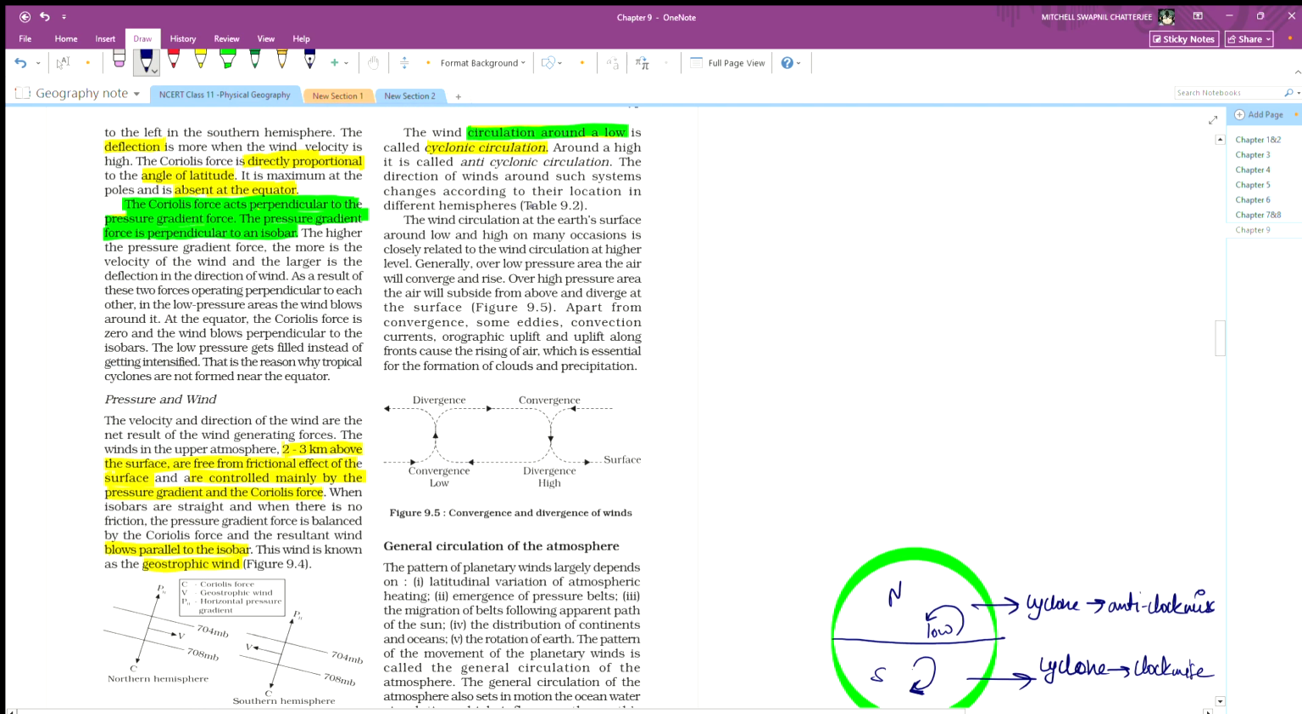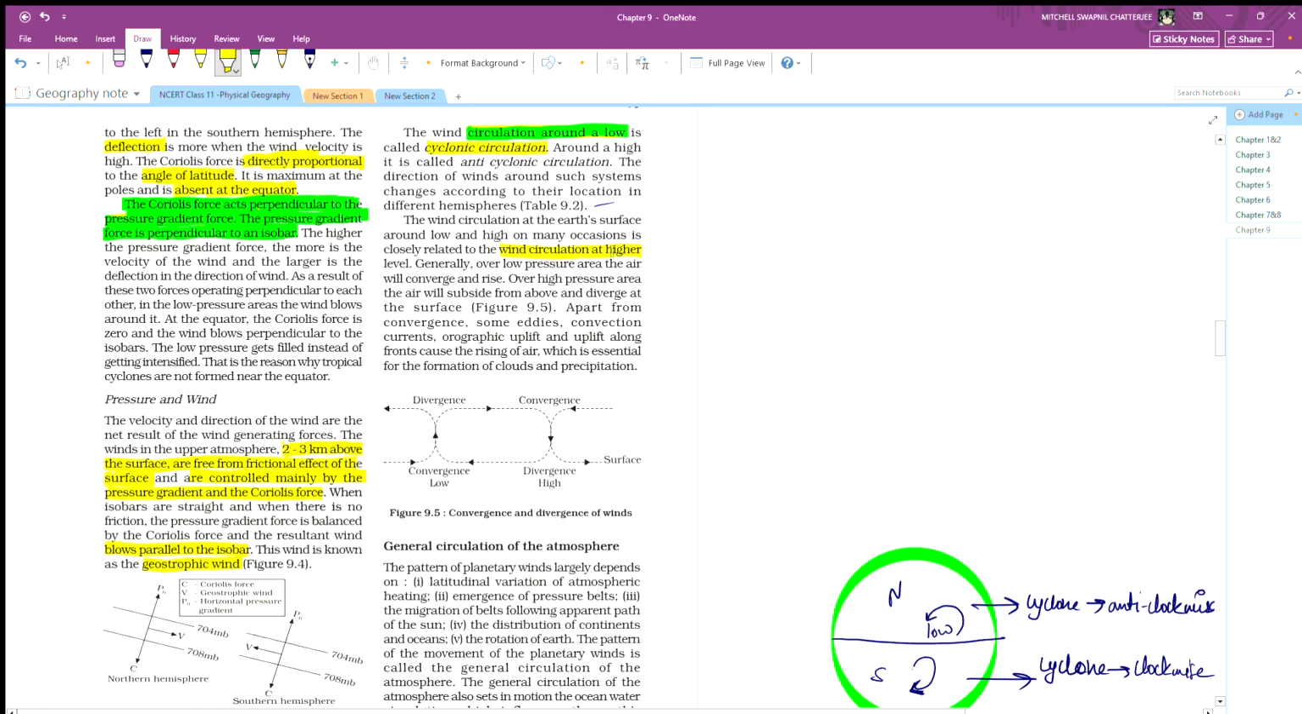Let's go ahead. The direction of the wind around the system changes according to the location in a different hemisphere. The wind circulation at the Earth's surface around lows and highs on many occasions is closely related to the wind circulation at the higher level. Let's read it once again. It's closely related to wind circulating at higher level.